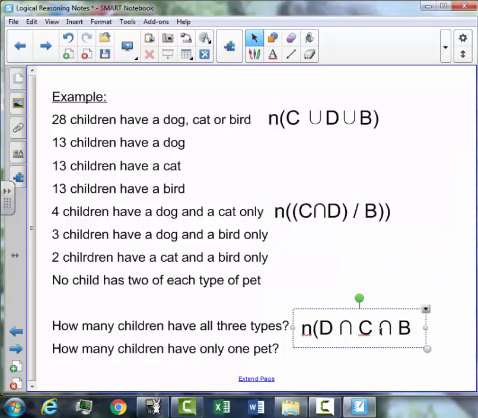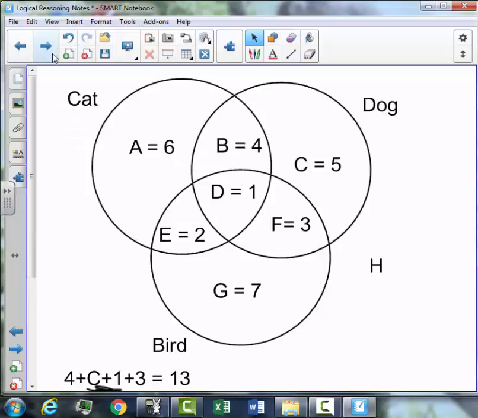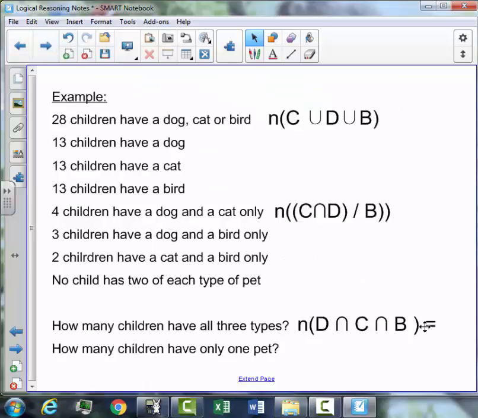Okay, this would be the notation here. It would be the number of people who have a dog and a cat and a bird, and we would then say that that is 1 person.